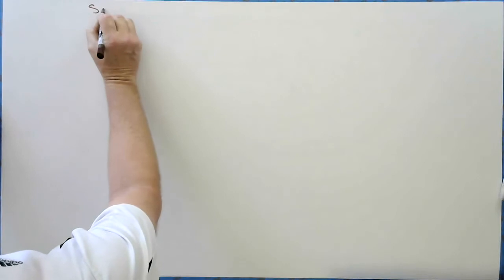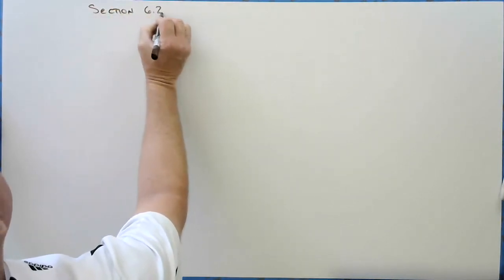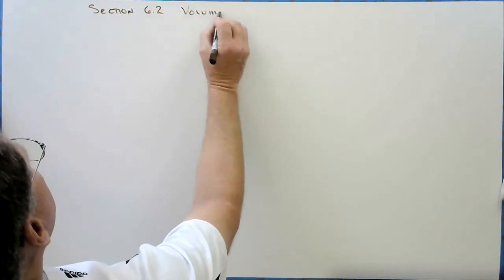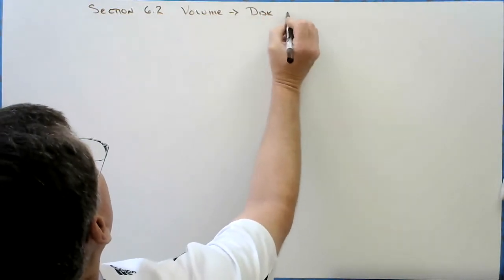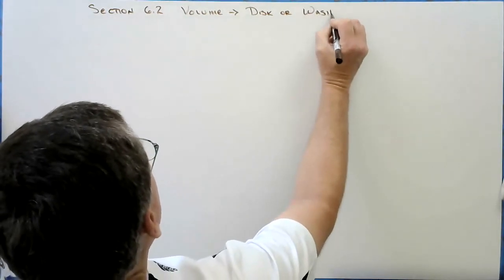This video will contain solutions to exercises from section 6.2, and that is volume by either the disc or washer method.